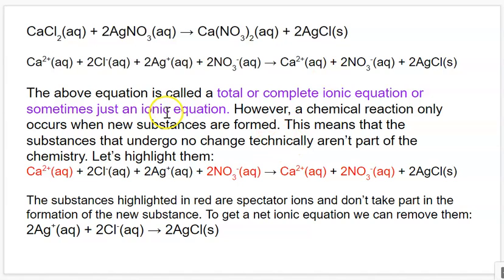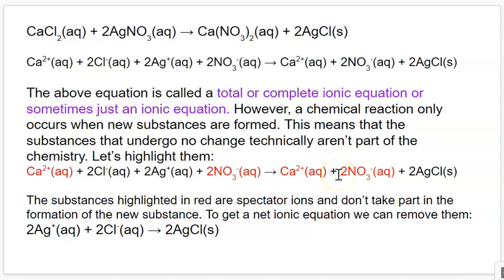And let's highlight the things that are doing that. We can see here that calcium 2+ is still calcium 2+ on the product side, no change. Our nitrate is still going to be on the product side, no change. The only thing that actually changed here was that the silver ions and the chloride ions came together to form the silver chloride solid. So that's going to be our focus for our net ionic equation, which is just showing us what is happening in this process. So all of these red things, these are our spectator ions.